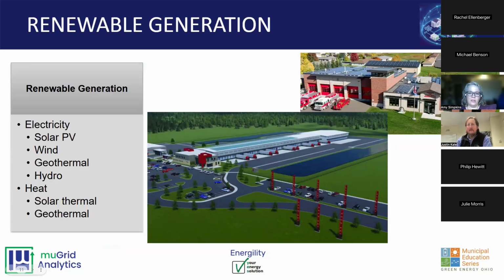Awesome. So next from our components chart, we had renewable generation. I've already mentioned most of these. Solar PV is the most common, and we'll dig down into the details of what that looks like. Wind is also out there in the mix.